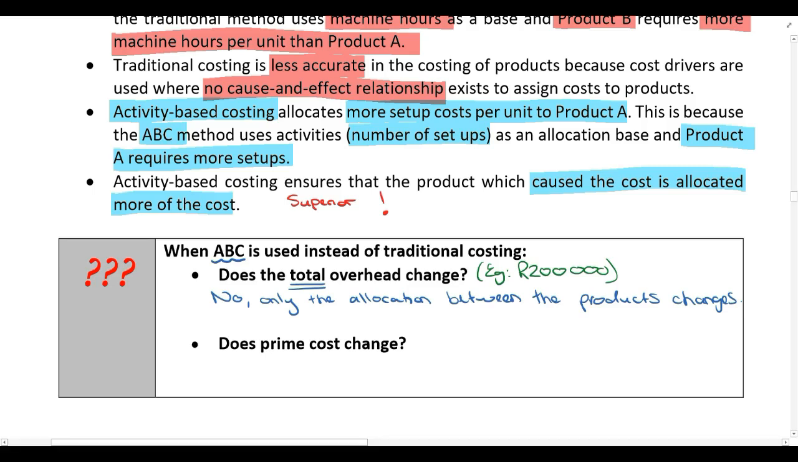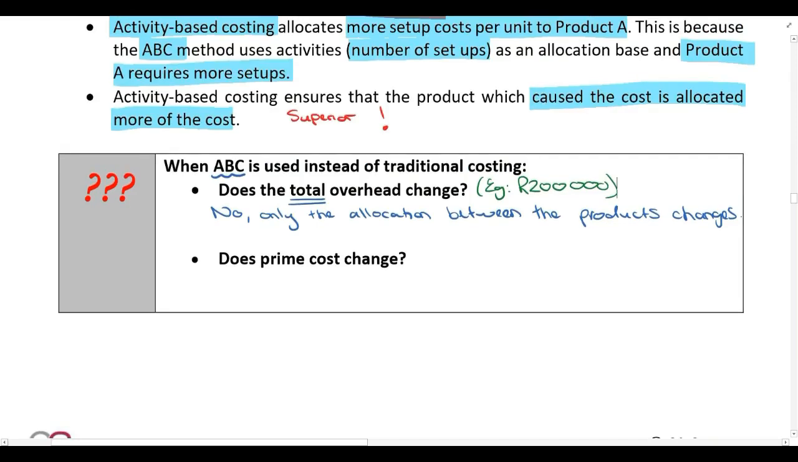Does your prime cost change? Well, before you can answer that question, you obviously have to know what your prime cost is. It is my direct material and my direct labor cost. That's my prime cost. Does this change? No, definitely not. Direct material and direct labor are not affected.